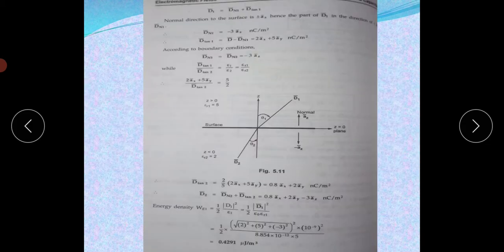So here we have to use the boundary conditions between two perfect dielectric materials. We know the boundary conditions between two perfect dielectric materials: first, Etan1 equals Etan2; second, Dtan1 by Dtan2 equals epsilon1 by epsilon2; third, Dn1 equals Dn2; fourth, En1 by En2 equals epsilon2 by epsilon1. By using these relations we can solve this problem.